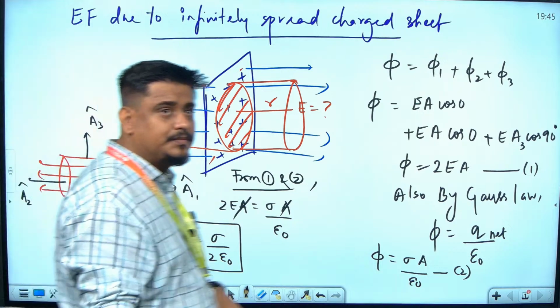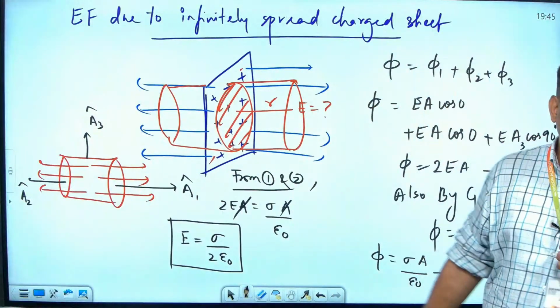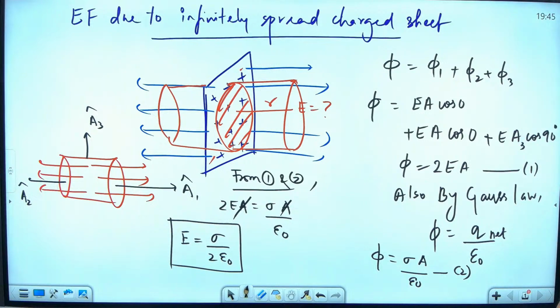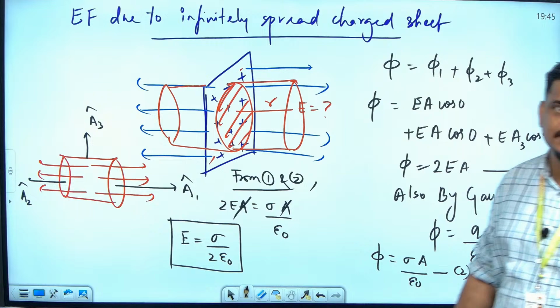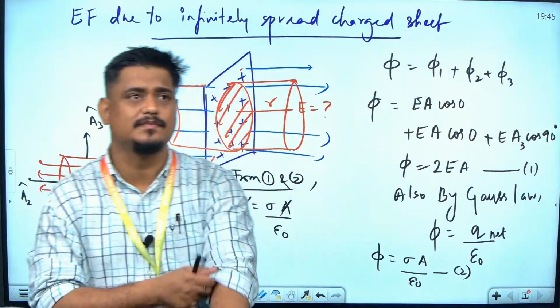This is, sir, small doubt, sir. Make it fast. Please ask me. The sigma is the charge density, right? Yes, sigma is surface charge density. Correct. That's all.